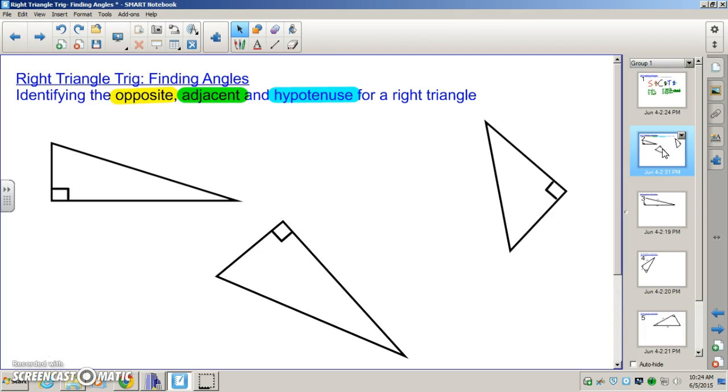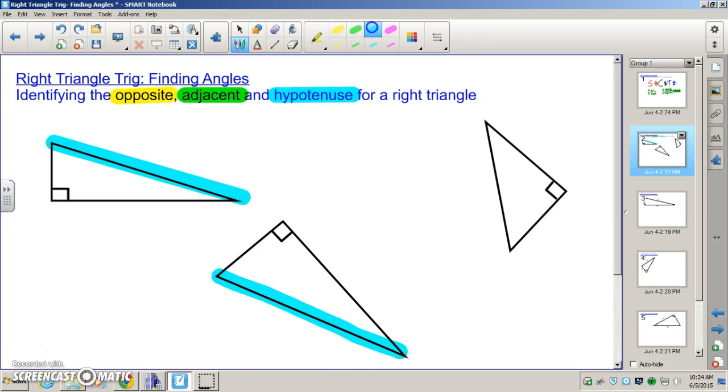When you have a right triangle, the hypotenuse should be the easiest one to find. It's always on the other side of the 90 degrees. So I'm looking at these three triangles, and I'm going to highlight across from the 90. Across from the 90, across from the 90, there is your hypotenuse. I'll label it with an H.